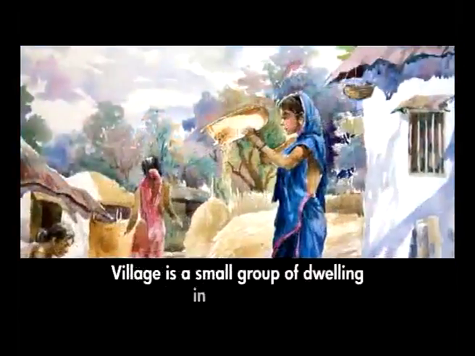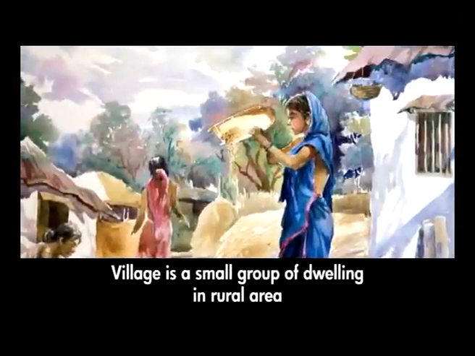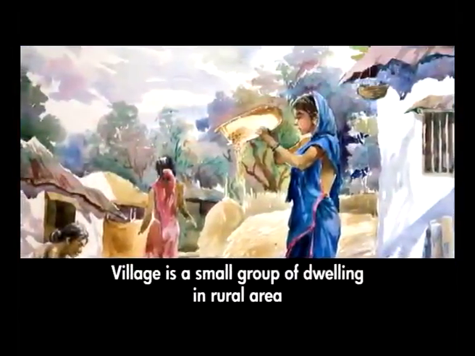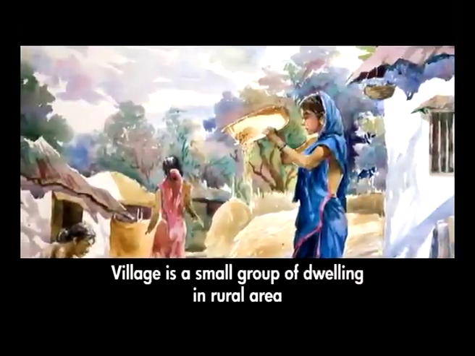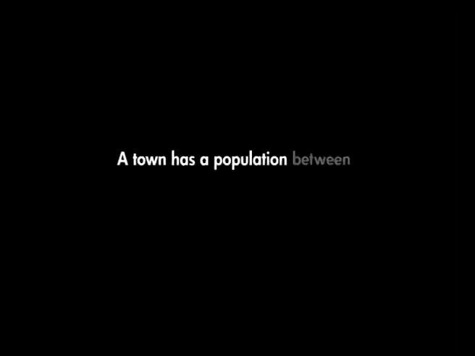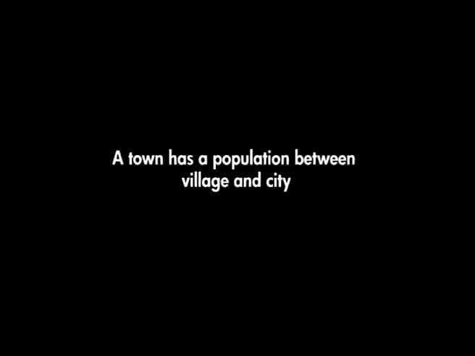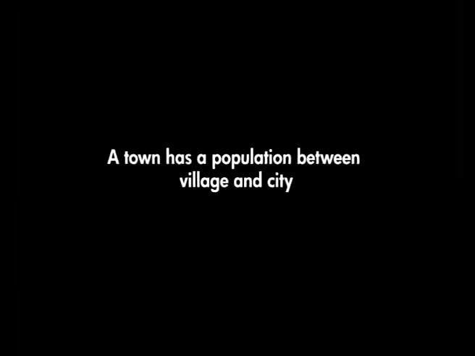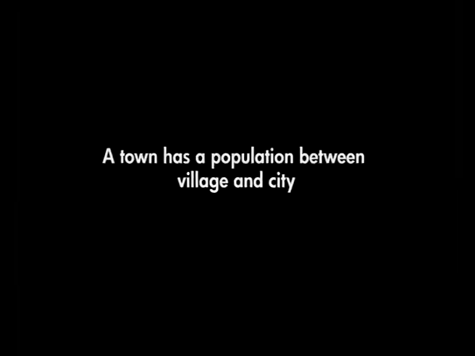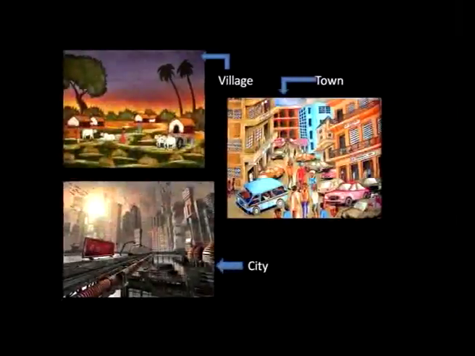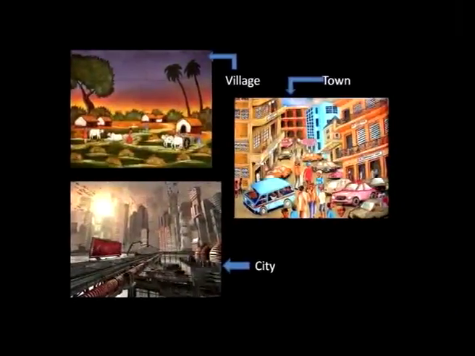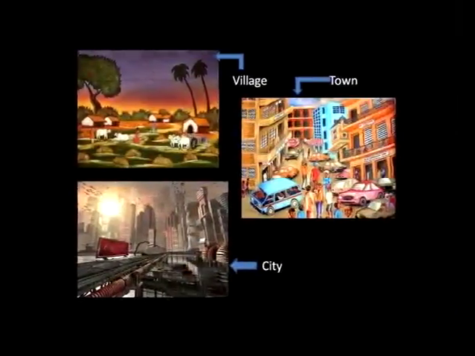A village is a small group of dwellings in a rural area, usually ranking in size between a hamlet and a town. A town is a population center that is larger than a village and smaller than a city. There are no definitions for the population size which delimits a town or city. All countries in the world are made up of villages, cities, and towns.